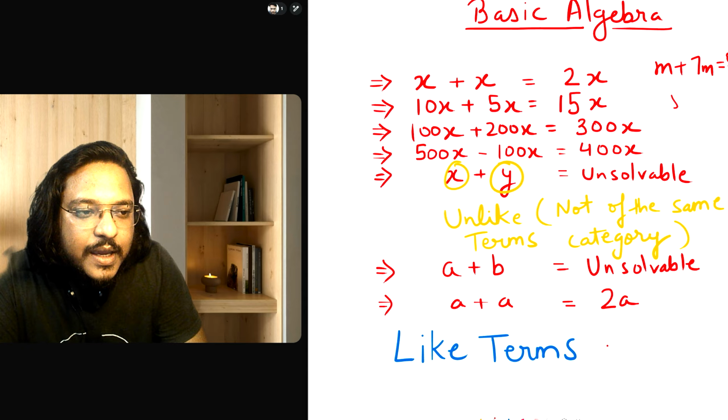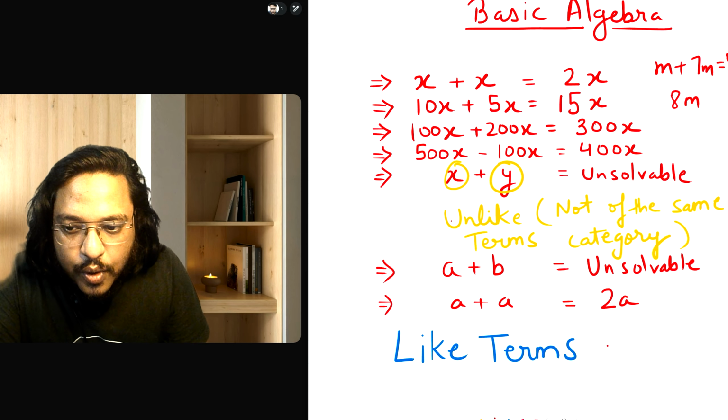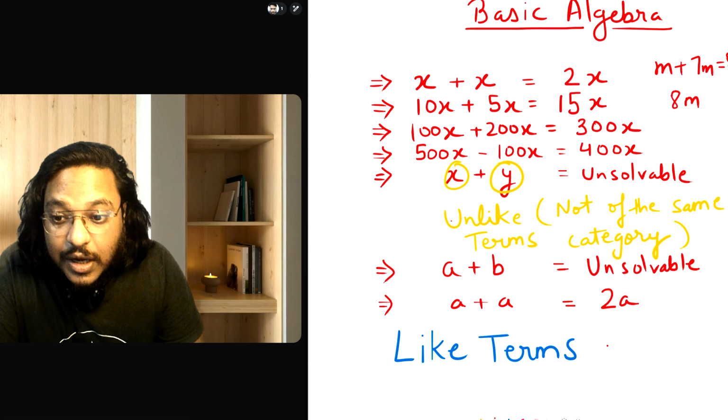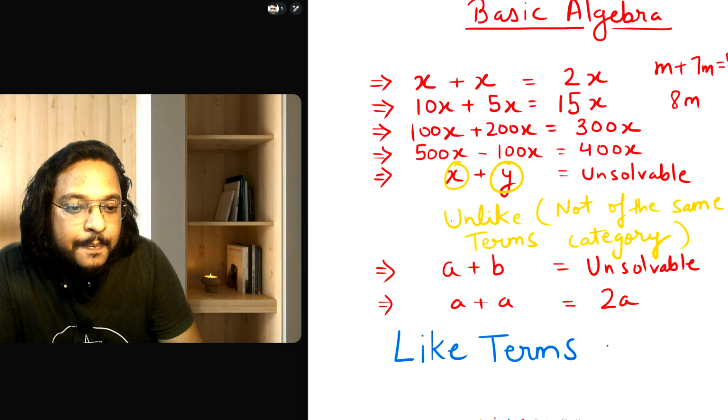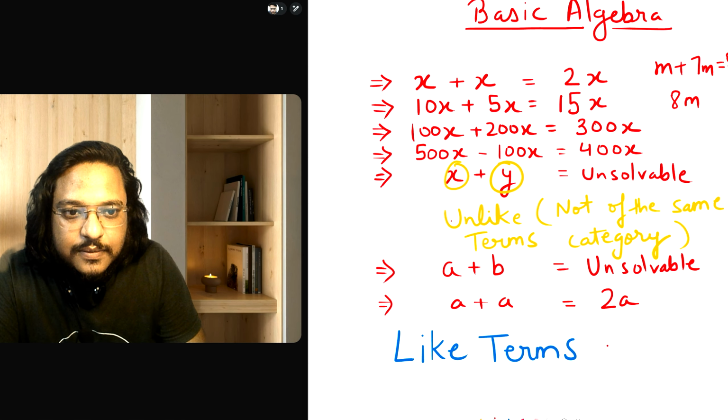Okay, 8m. So, like I said, this is a very important concept. This is called like terms. And the terms which have different letters, those are called unlike terms.